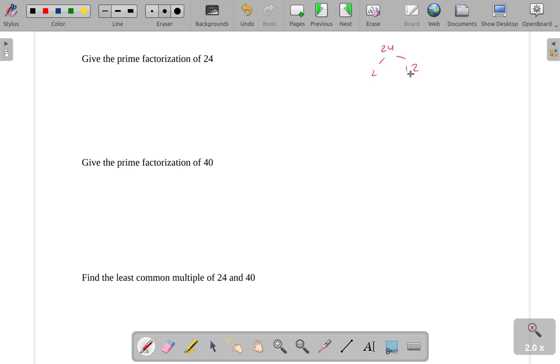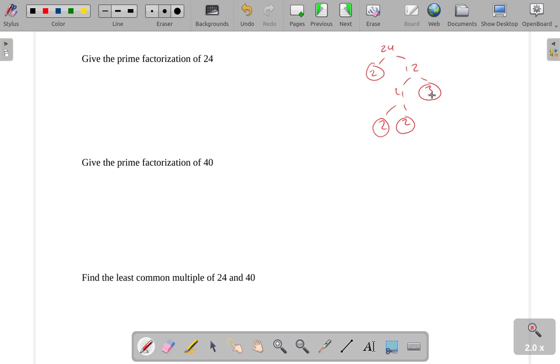So 2 times 12, for instance, 12 is 4 times 3, and 4 is 2 times 2. Each time I do this, I look to see if I can keep going on each of these. So 2 is prime, so that's as far as I can go there. 3 is prime, and each of those 2's is also prime. Wherever these terminate, these are called leaves of the tree, and necessarily all of these have to be prime numbers.